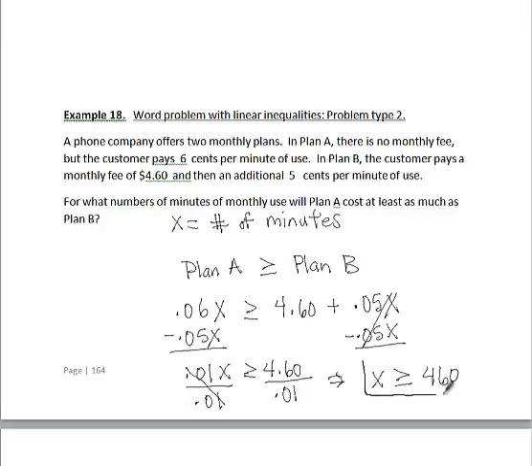So here is our solution, and that was our last problem of Chapter 21.